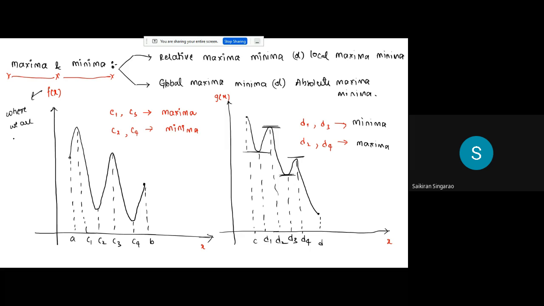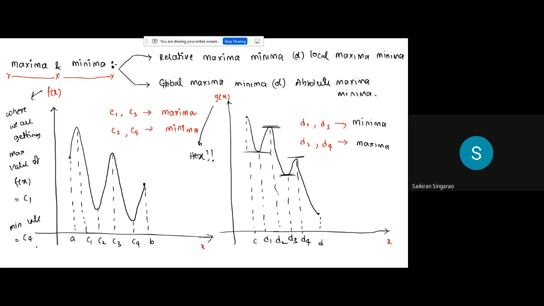Where are we getting the max value of f of x? Tell me, sir, where? C1, sir. C1. Here, where you are getting max value, min value also, you tell me, min value also. Where are you getting min value here? C4, right? Very good.